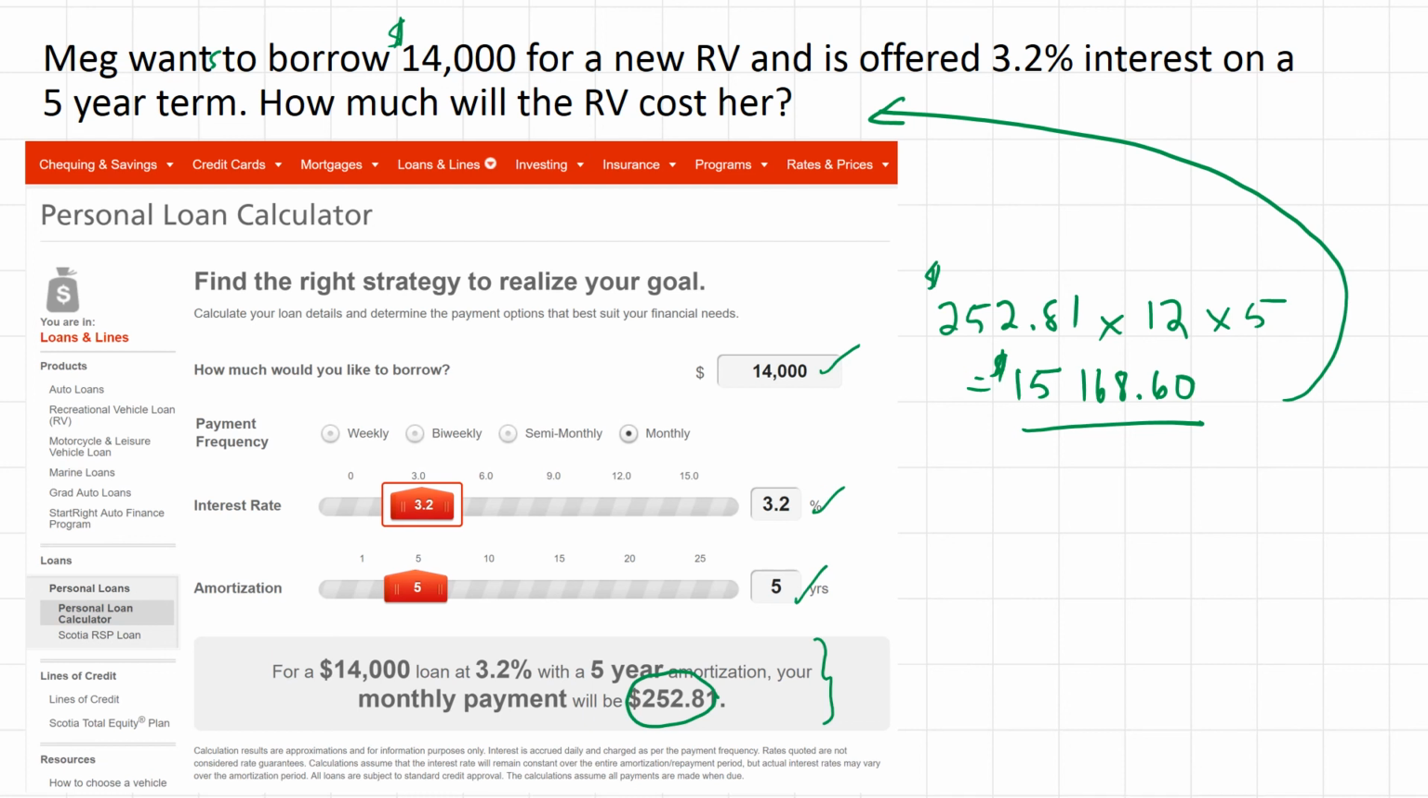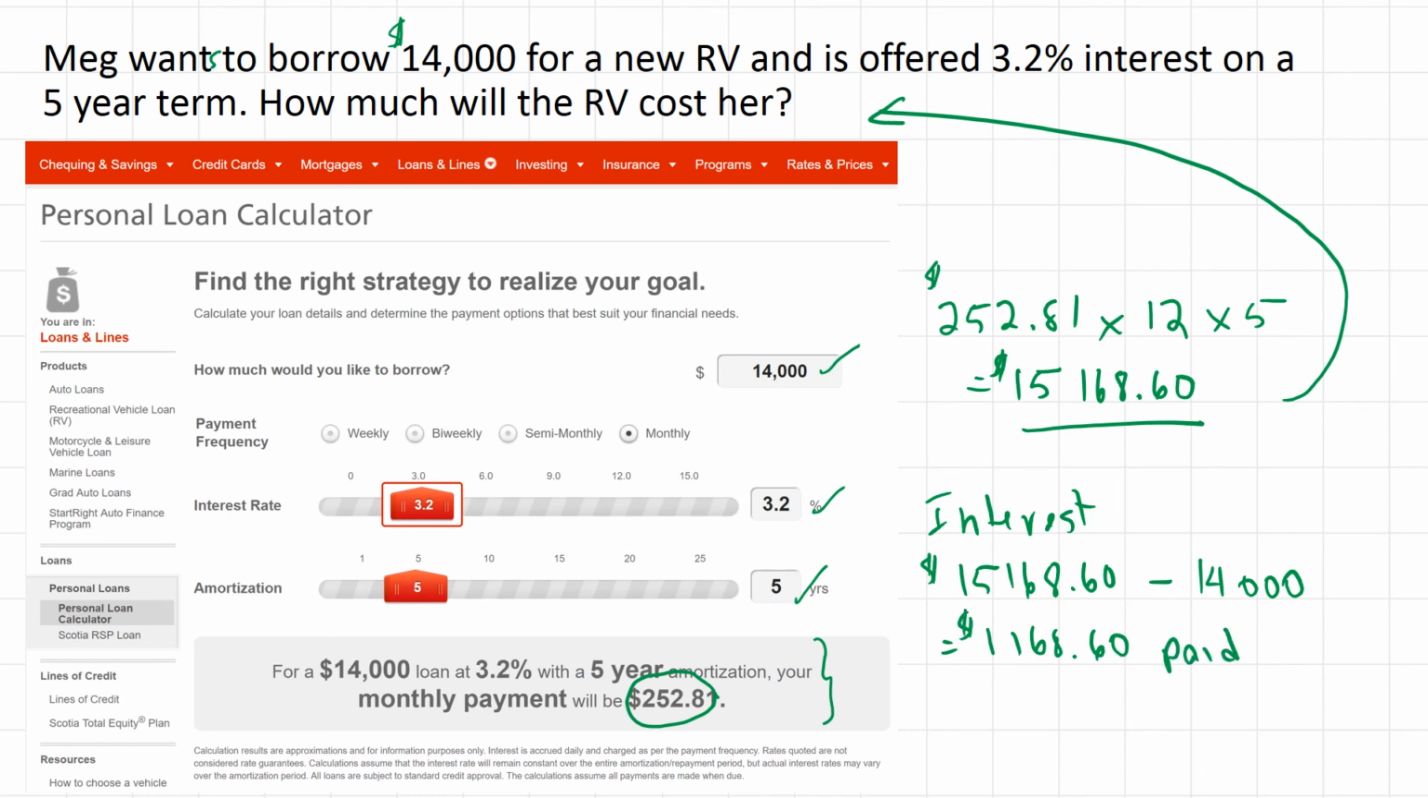So if you are not told what the interest payments are, then you can figure that out by using the information based on the monthly payments and how long she's going to be paying. So that means for the interest, how much interest she's being charged is the amount that she finally pays minus what the RV cost, or how much she borrowed in the first place. So that would be $1,168.60. That's how much interest she's paid to the bank.